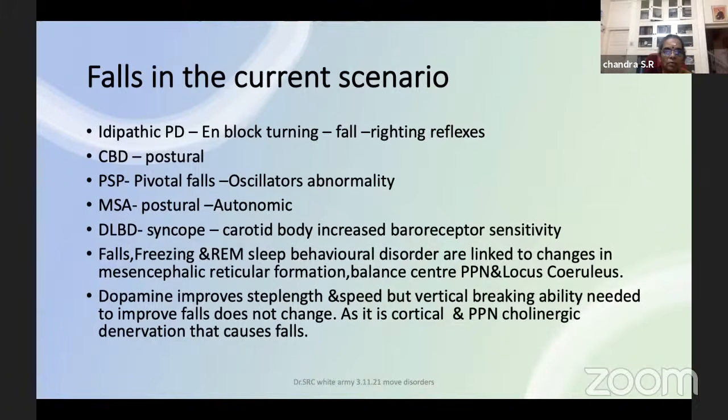And dopamine improves the step length, speed, but the vertical braking ability to improve falls does not happen. As falls are not due to basal ganglia or dopamine. It is due to cortex or PPN cholinergic denervation, reticular formation. So because of all those things, falls do not improve when we treat patients with dopa.